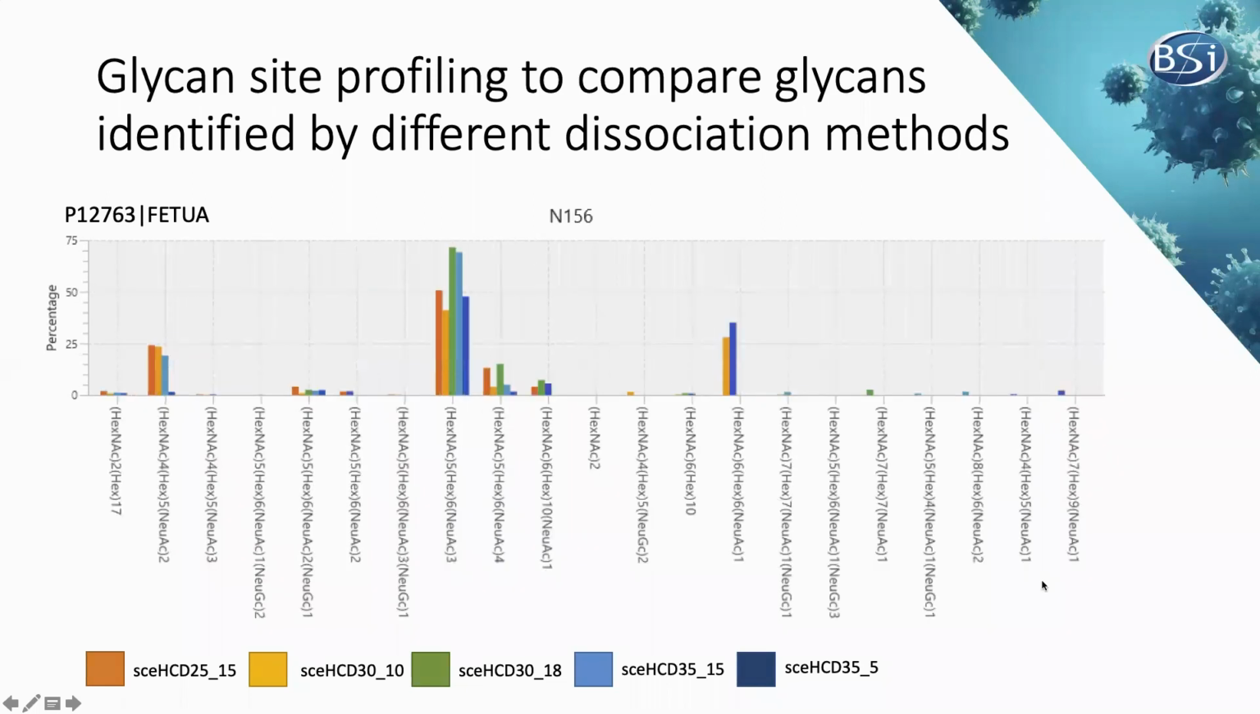And here's just another site from the same protein, where again, we see a similar trend, and actually some other glycans that are fairly more abundant, we're readily detecting with certain step collision energy methods and not others. So it really depends on the glycans that are present. Maybe it's related to the glycosidic bonds that need to be broken in order to identify these glycans and glycopeptides with respect to the right dissociation method.